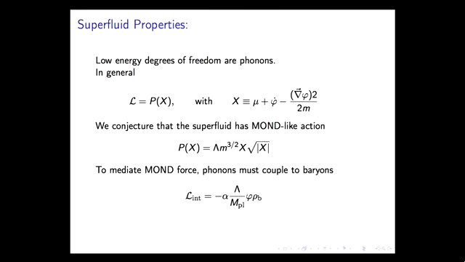Moreover, in order to mediate the force, these phonons need to couple to sources, to baryons. The coupling that suffices is this phi-baryon coupling, which of course breaks the shift symmetry of this action, but it's a very soft breaking because it's suppressed by M Planck. If you estimate whether you will generate a mass for this phonon because of this interaction, you will find that it's much smaller than the Hubble scale. So this coupling is innocuous from the point of view of radiative corrections. So what is lambda? Lambda is a parameter of the theory.